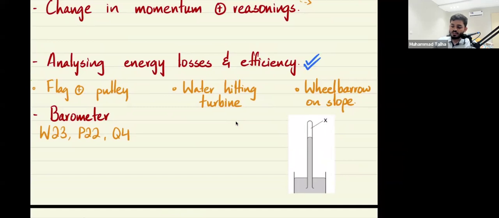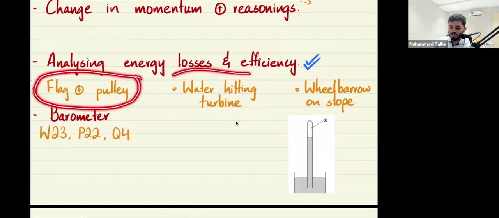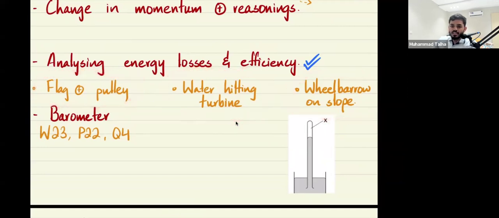So with energy losses and efficiency, some of you might remember these sorts of questions, which are very recent, by the way. Here in such cases, you were expected to analyze why, for example, the power input is not equal to the power output, or sometimes you have to talk about why the energy is being lost or how it is being lost. So sometimes you have to identify that.